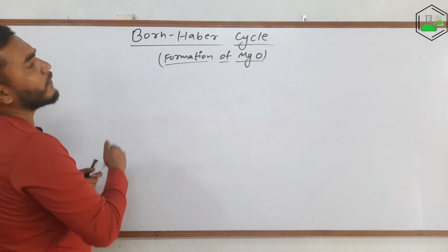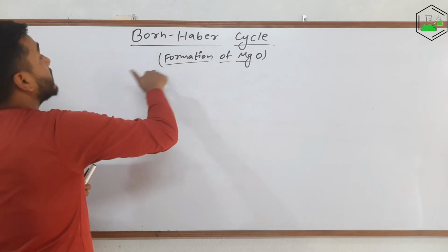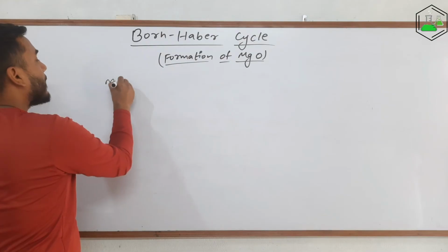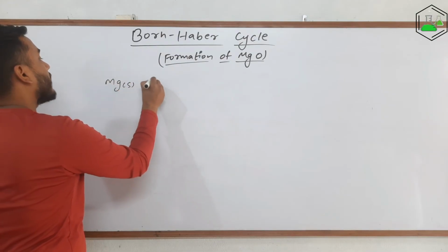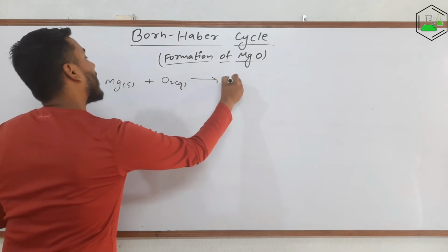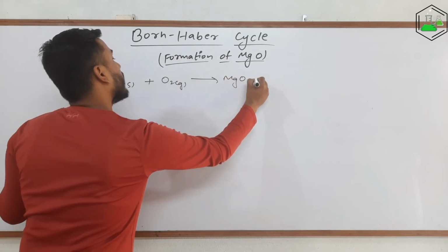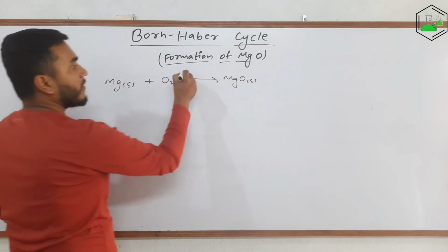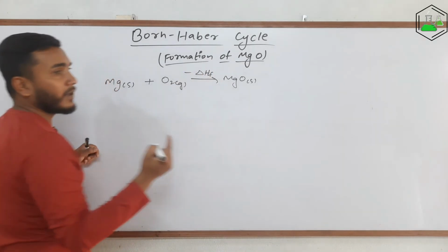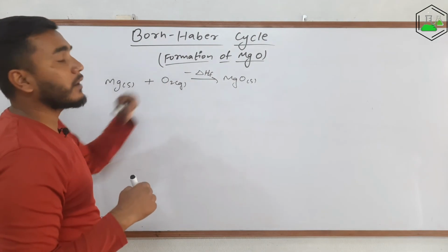Let's see how we make the Born-Haber cycle for the formation of this compound. So let's see the reaction. Magnesium in solid state reacts with oxygen in gaseous state to form magnesium oxide. This is in solid state as well. Now some energy is released, that is called enthalpy of formation. As the energy is being released, we are putting a minus sign over here.